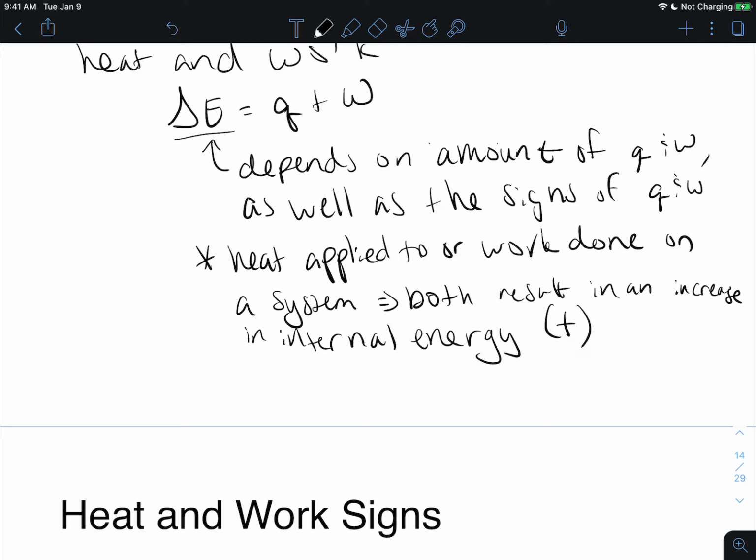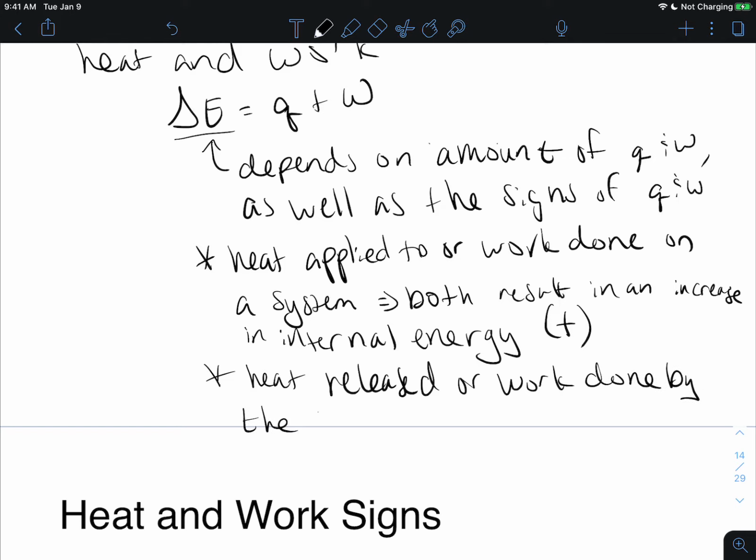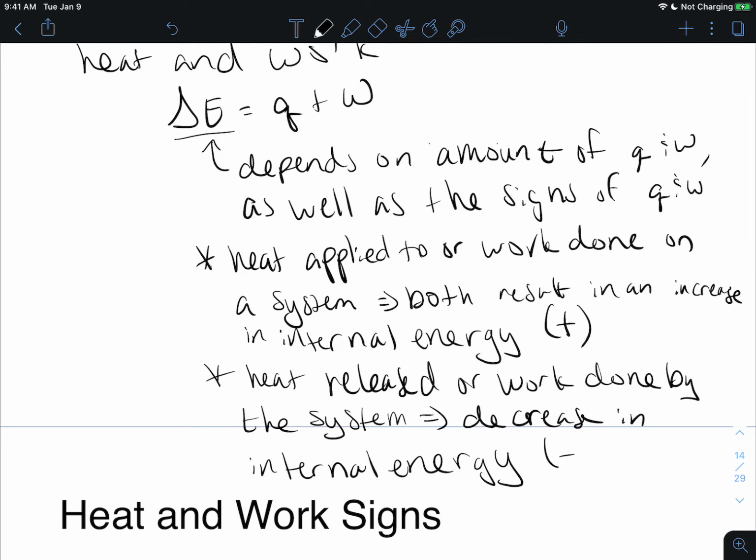And then heat released or work done by the system decrease. This results in a decrease in internal energy, and a negative value.